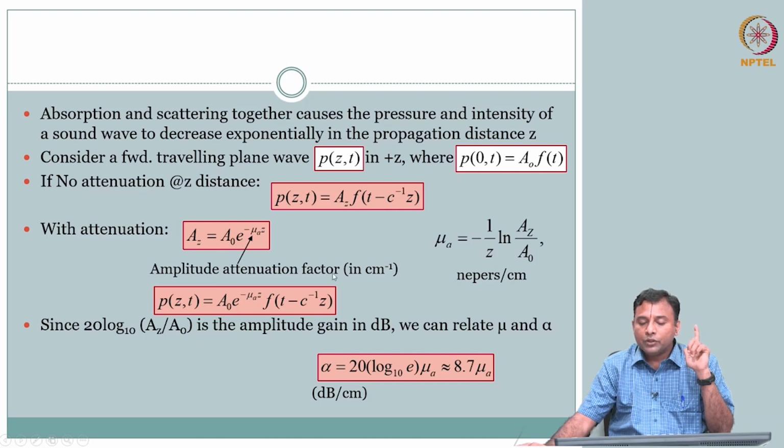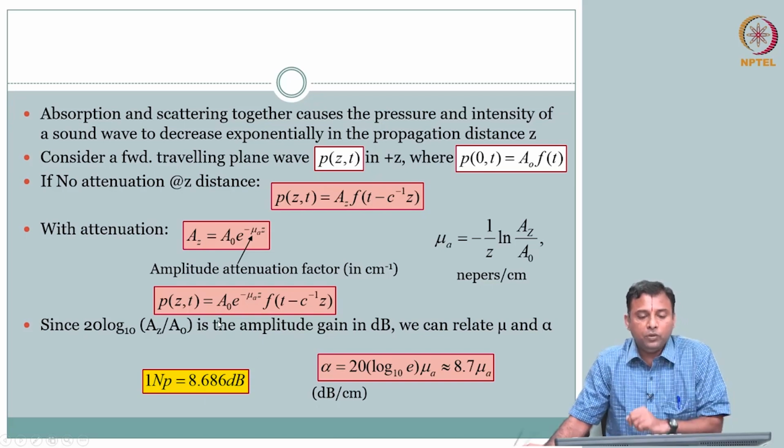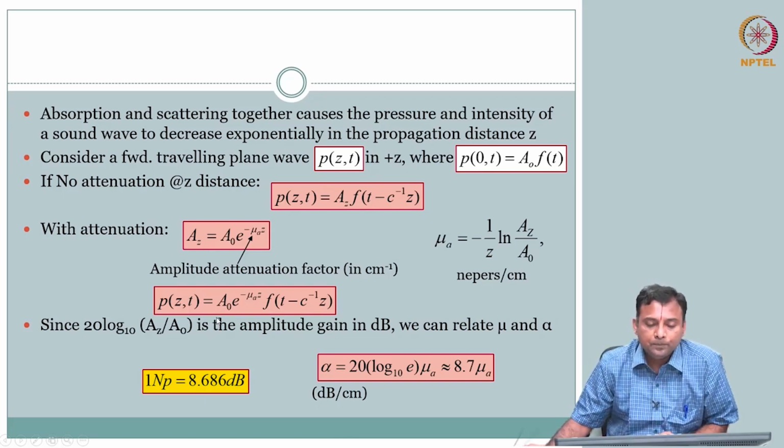What is mu A? It is your amplitude attenuation factor. You can have Nepers per centimeter. So if you have that, 1 Neper is about 8.687 dB. You have to be very careful when you read the question. Make sure the units are appropriate, whether it is in dB or Nepers, because you have to do this conversion. So that is with respect to your attenuation.